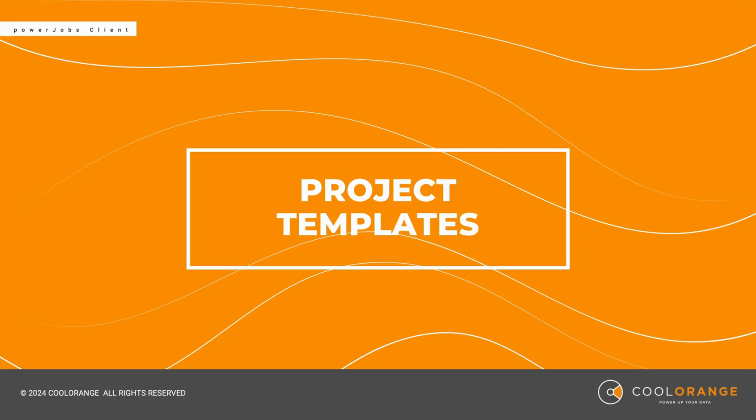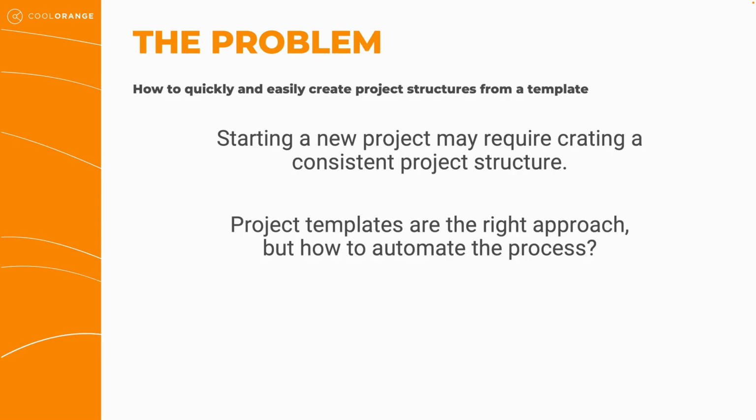Welcome to this video. We are going to talk about how to create a project inside Vault, including a project structure, and we're going to do this with powerJobs Client. So the problem is simple. When you start a new project in Vault, you may want to create a folder with subfolders and maybe even with some files. And the best way to do it is by having a project template so that each project basically starts with the same template.